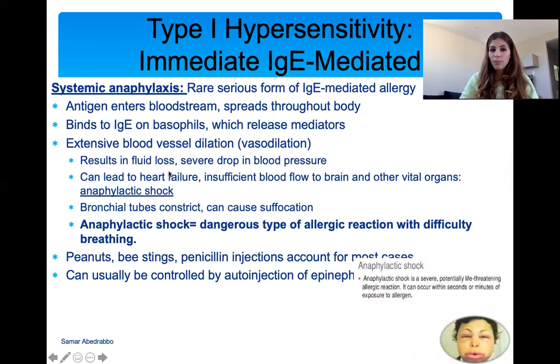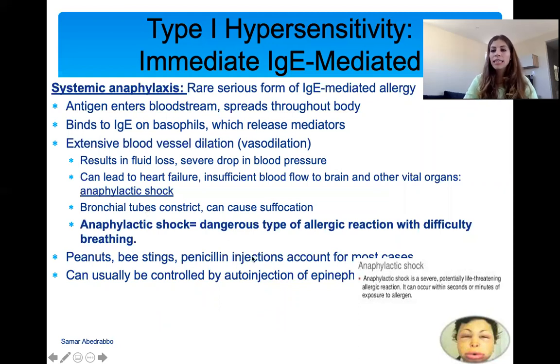Systemic is when the reaction spreads everywhere, which can be very, very dangerous. So this is rare, but it's a serious form of type 1 hypersensitivity, or as we call it, IgE-mediated hypersensitivity. So here the antigen, or whatever the allergen is, actually enters your bloodstream and spreads throughout the body, and it binds to the IgE on the white blood cells, like the method we talked about. Your basophils release all the granules. One of them is histamine, and you get very, very bad blood vessel dilation. Your blood vessels dilate a lot, and this results in a lot of fluid loss, which results in really, really low blood pressure. And this can lead to heart failure, and this is what can lead to anaphylactic shock.